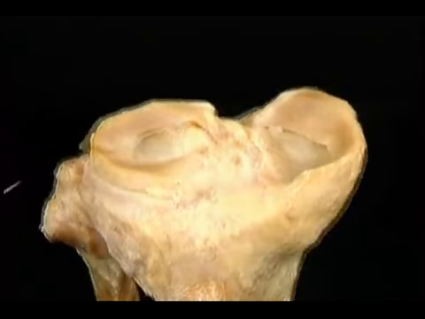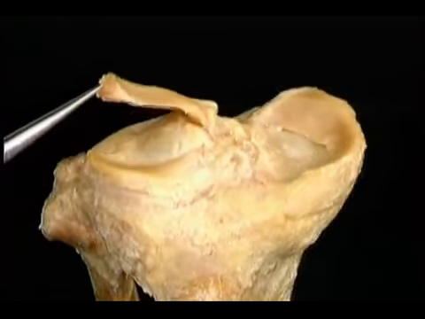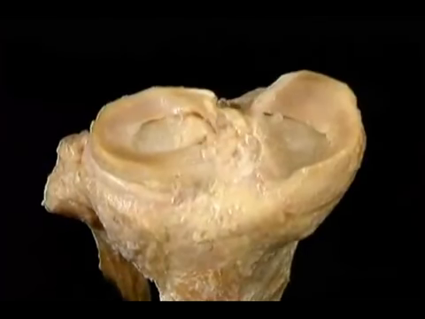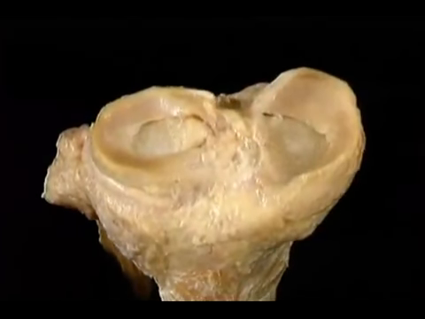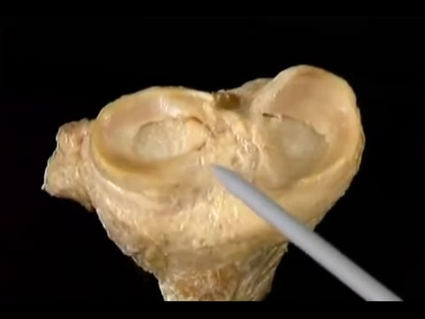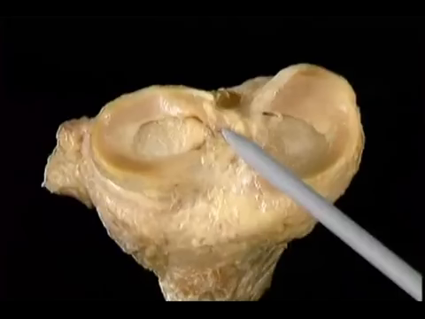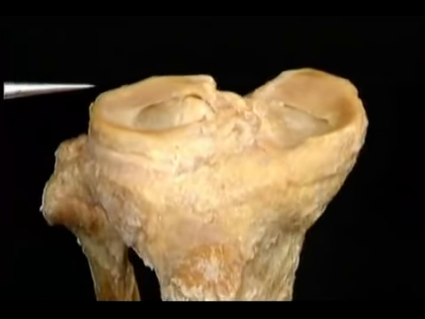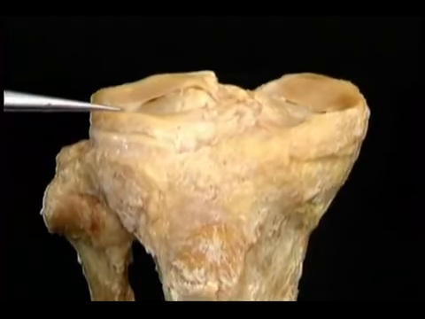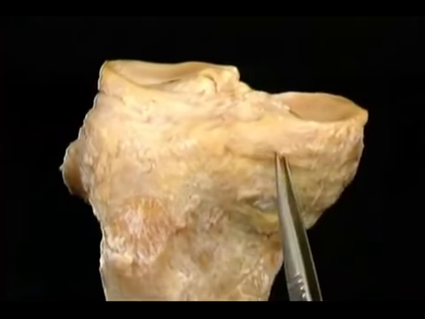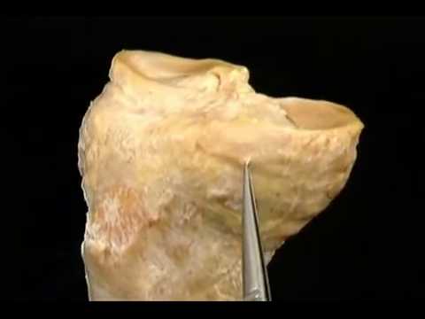In cross-section, each meniscus is thick at the outer edge and thin at the inner edge. The two ends of each meniscus are attached to the interarticular area of the tibia. The medial ones far apart, the lateral ones close together. In addition, each meniscus is attached all the way around its edge, both above and below, to the joint capsule. Here's part of the joint capsule. We'll see more of it later.